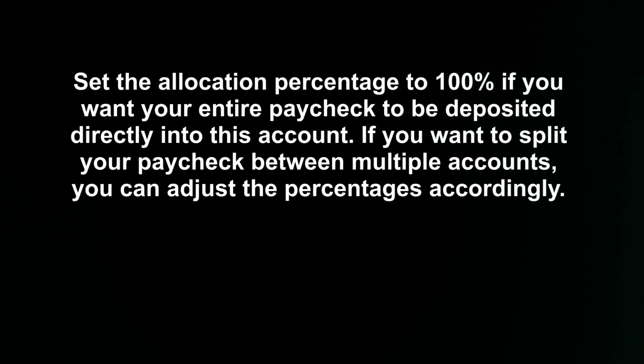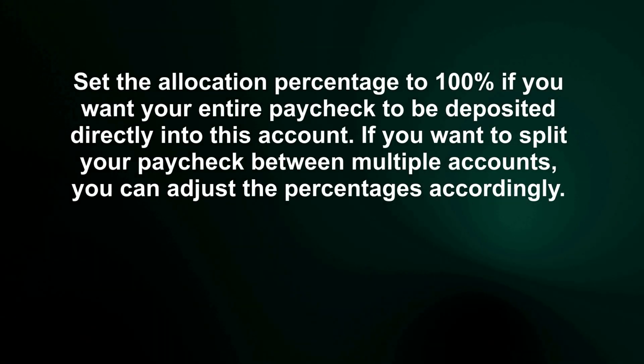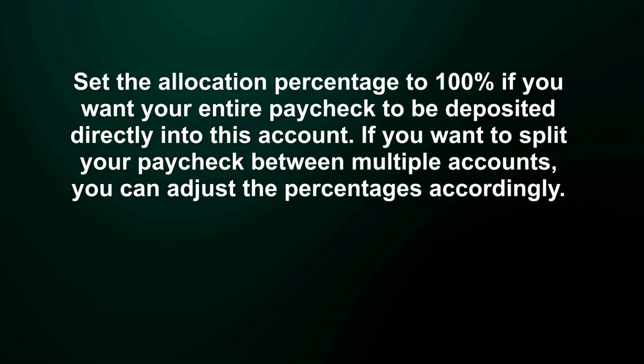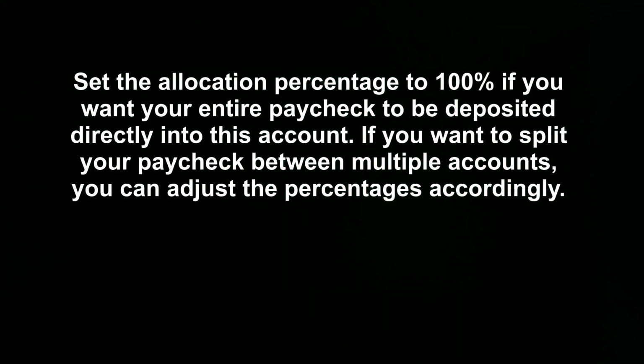Set the allocation percentage to 100% if you want your entire paycheck to be deposited directly into this account. If you want to split your paycheck between multiple accounts, you can adjust the percentages accordingly.